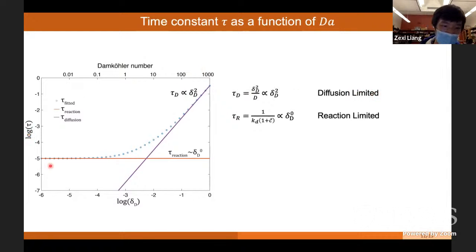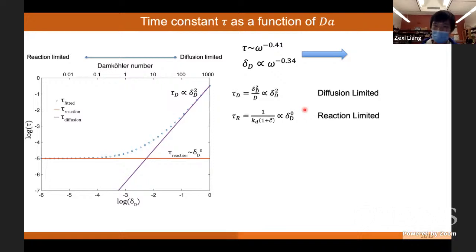And on the other hand, with a very thin diffusion layer, we've noticed that the time constant is independent of the diffusion layer, which means everything is controlled only by the surface reaction rate, and nothing related to the diffusion layer can change the time constant of the system. So this regime is reaction limited. The time constant tau R is independent of the diffusion layer thickness.